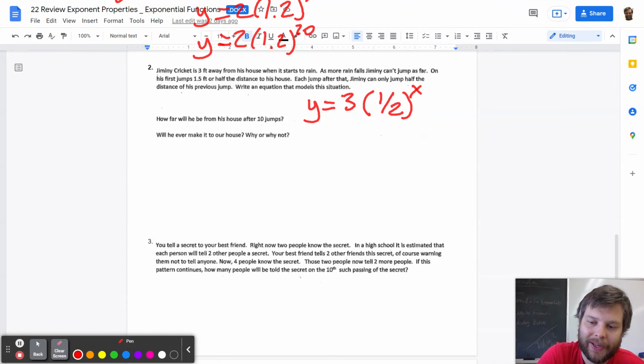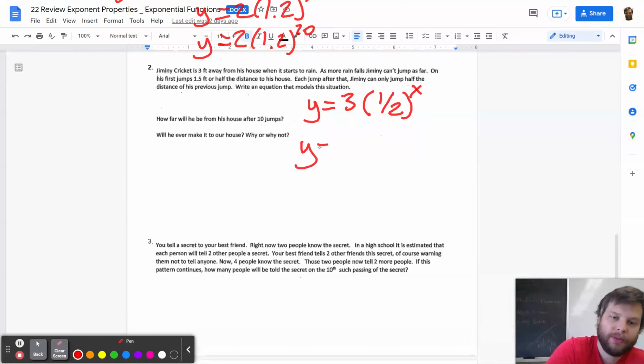If I plug in x equals 1, 3 times 1/2 is 1.5. So this matches up where x is the number of jumps and y is the distance of that particular jump. Or actually, also, it's the same as the distance that's left over to go, because if he jumps 1.5 feet the first time, that's also the same as the distance he has remaining to go. If he jumps half of that, then there's half of the remaining distance left over. So this actually works both ways to tell you how far his most recent jump is and how far he has left to go.